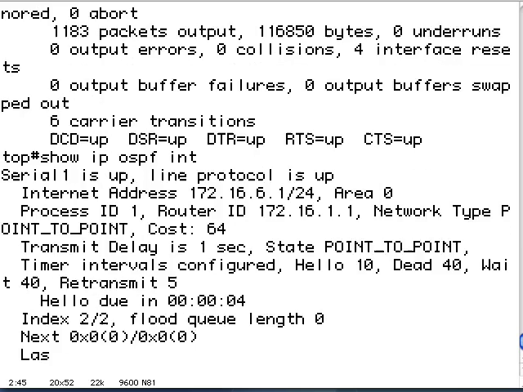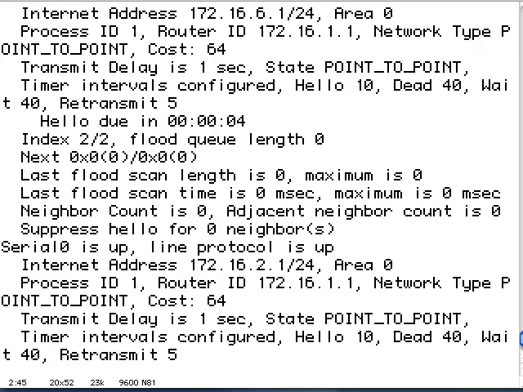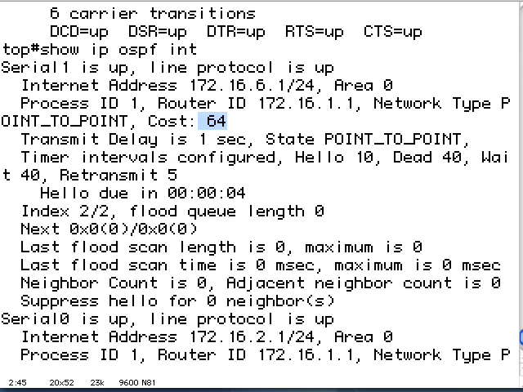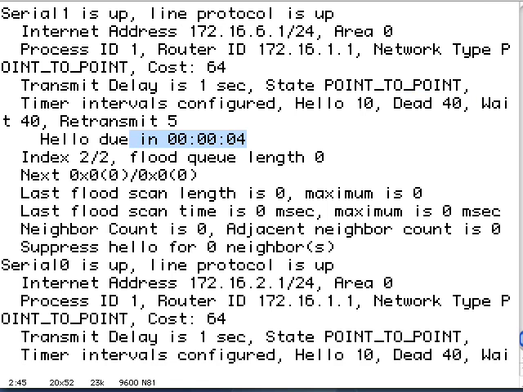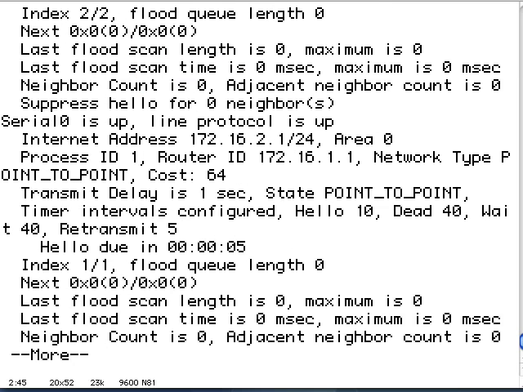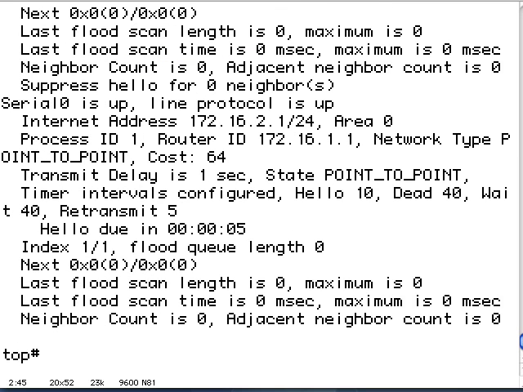So in show ip ospf interface, that is where the cost of 64 comes from. It is 100 megabits divided by the bandwidth of the interface, which is the default. You can adjust that. State, it's a point to point. We've got our default timers again. At the time I executed the command, the next hello was due in 4 seconds, meaning we were going to send a hello in 4 seconds. And that is it. Okay, so we've got OSPF running on some interfaces.